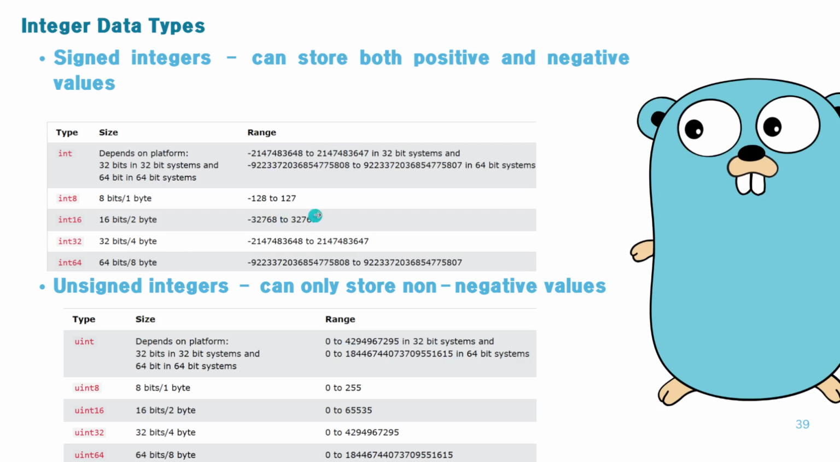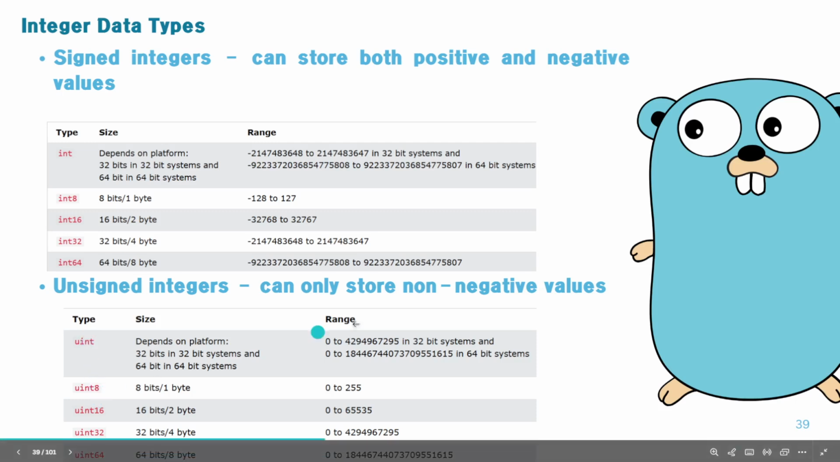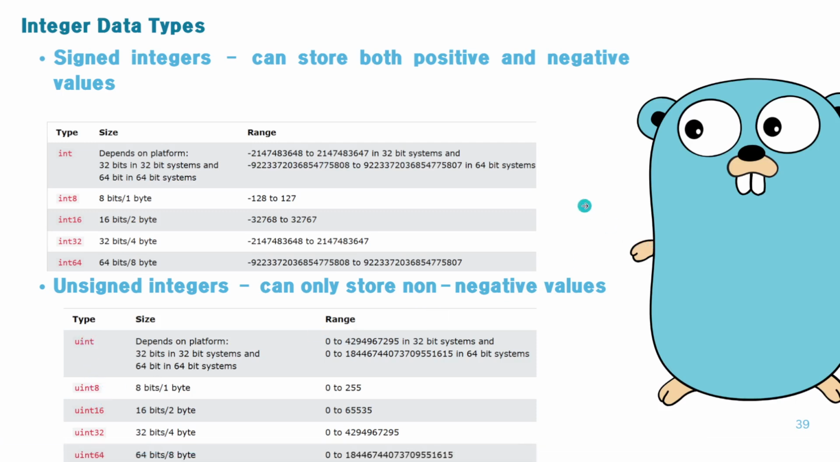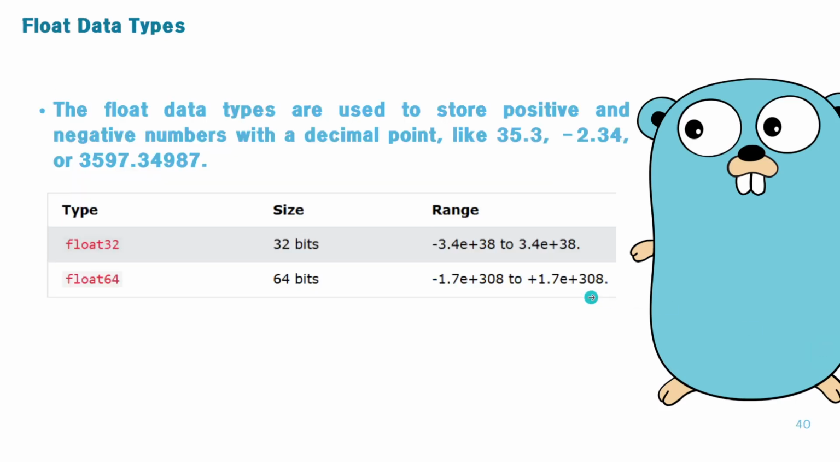Unsigned integers can only store non-negative values, as we have spoken about before, and here are some of the types that we have for those, and their ranges. So uint is basically 32-bit for a 32-bit system and 64-bit for a 64-bit system. And if you want to specify the exact bits, then we can do that using uint8, uint16, uint32, and going on further.